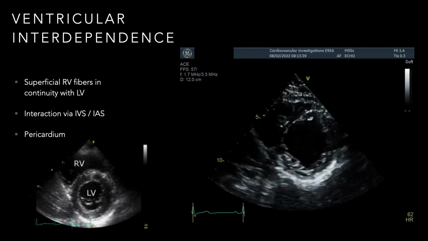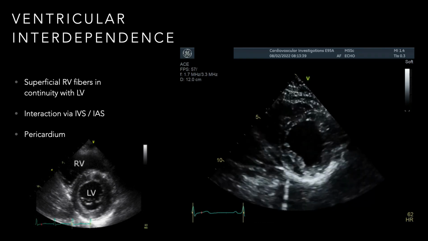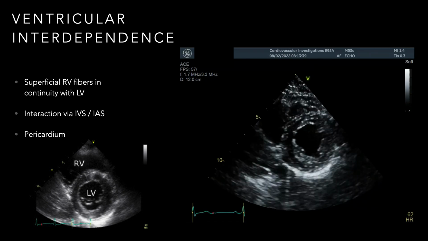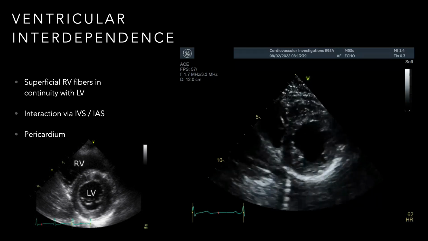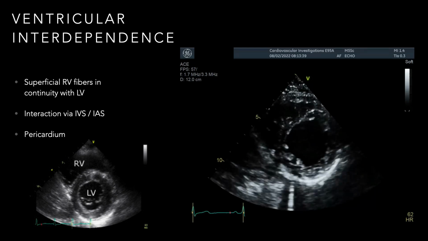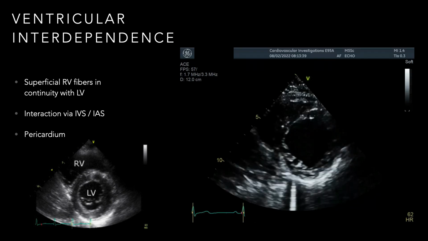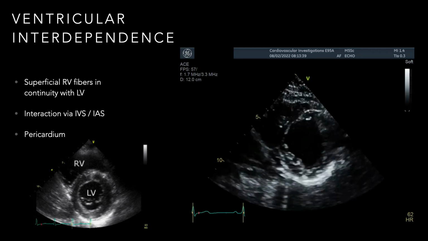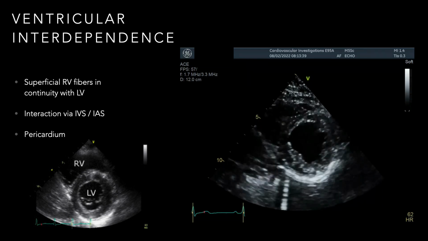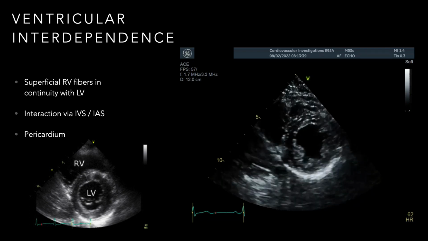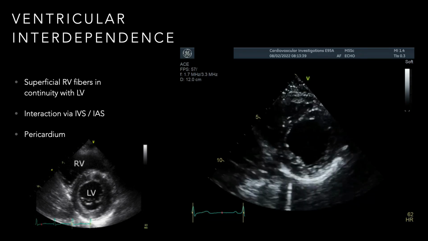You can see in the images on the slide here, first in the still image, that the interventricular septum remains concave towards the LV, and that's mirrored in the loop on the right side of the slide. So that's a normal looking interventricular septum. The LV is a nice donut shape and it's concave to the LV throughout the cardiac cycle.